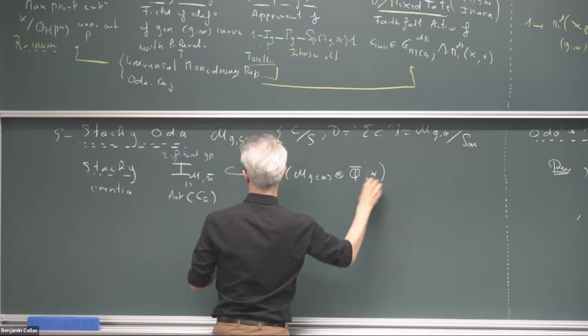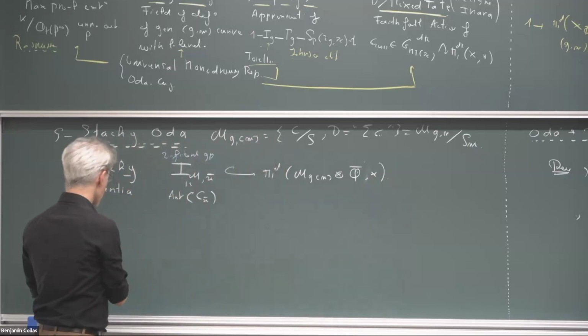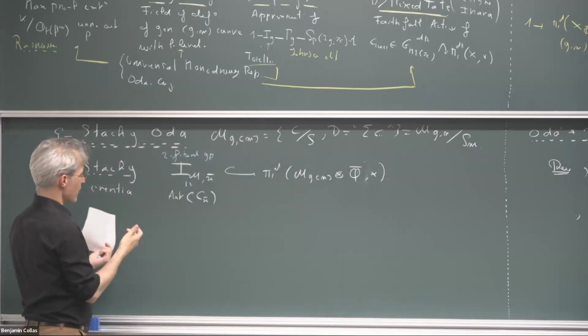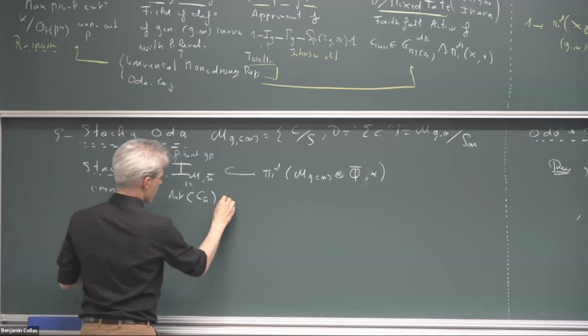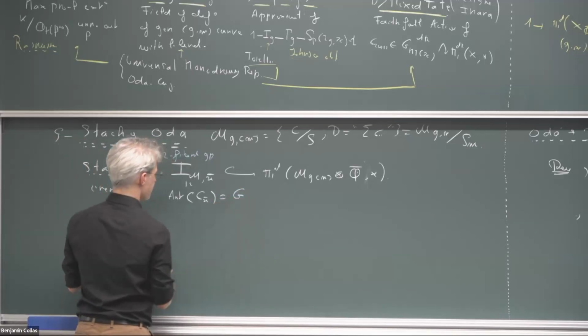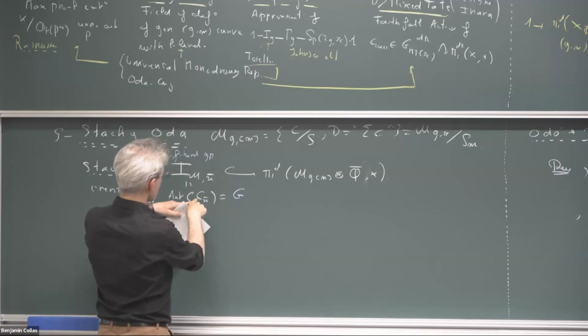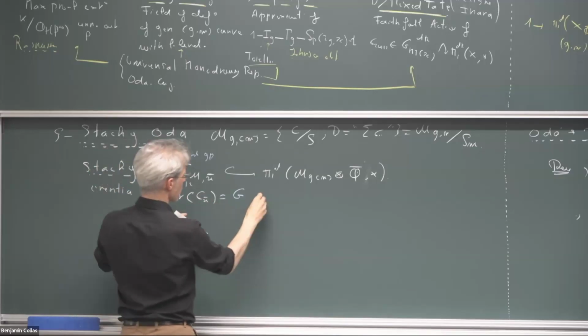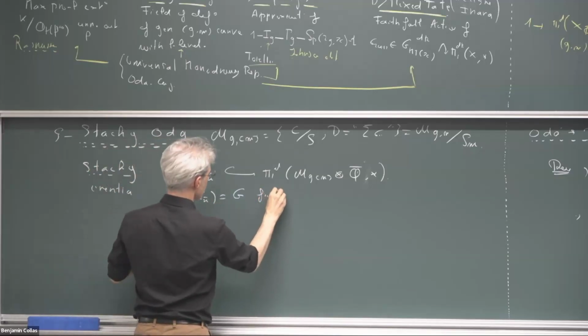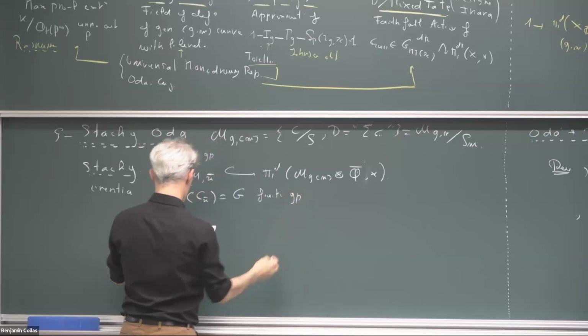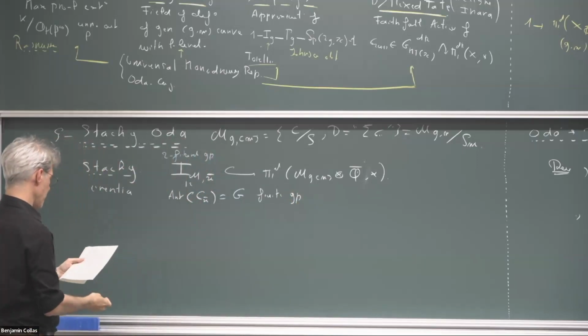And I put the geometric terms. Okay, so this is the origin of the stacky in this case. So later I will call that G. Because it's the automorphism of a Riemann surface, it's also a finite group. Okay, this is all you have to know about this.